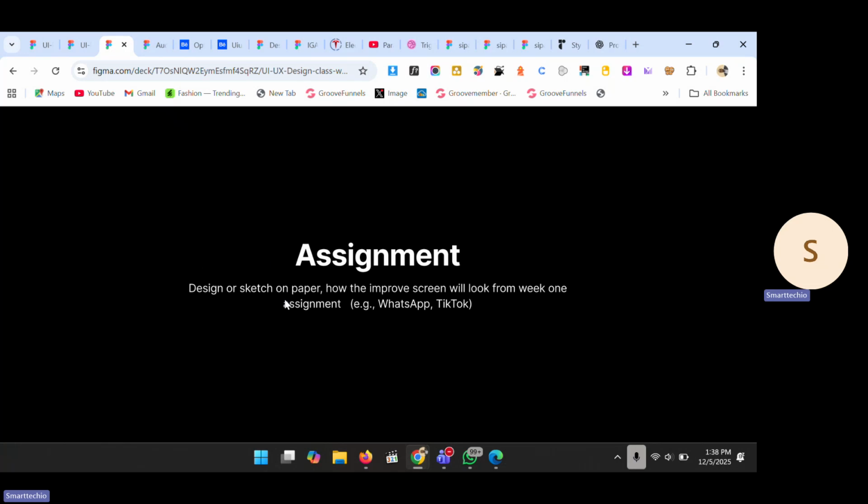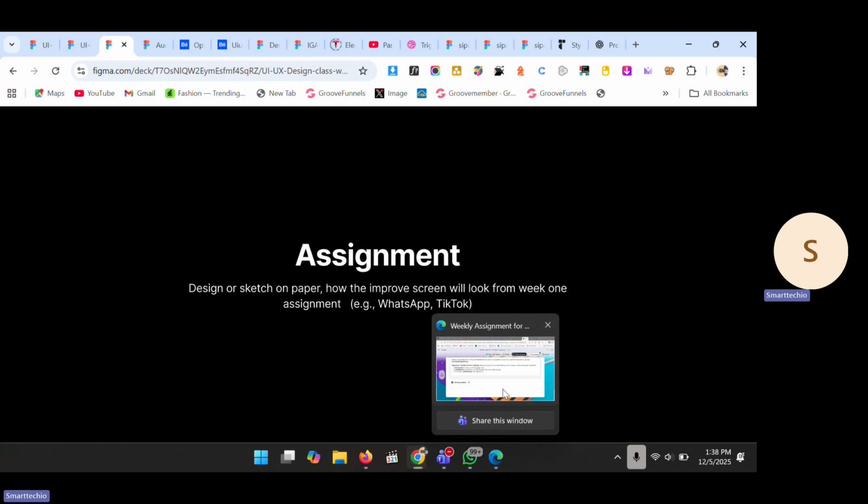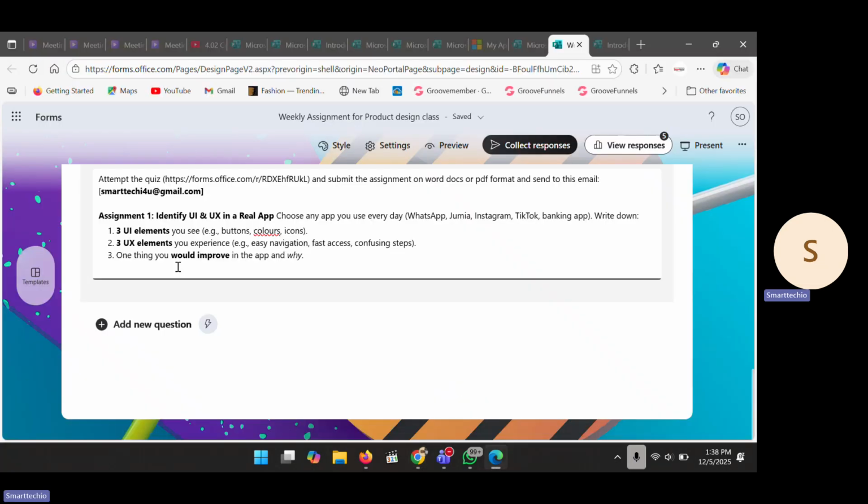So then the assignment. Here is the assignment for our next class. The assignment is to design or sketch on paper how the improved screen will look, from the week one assignment. If you notice, in the assignment I gave you, I said something about your favorite app. Let me check it here. One thing you will improve in the app and why. Based on this, you can now sketch it on paper.